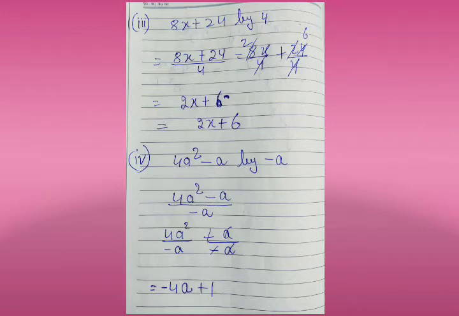Next, 4a square minus a by minus a. So 4a square by minus a, and then minus a by minus a. So 4a square divided by minus a will be equal to minus 4a, because 2 minus 1 is 1. So minus 4a plus 1. Minus a and minus a is cancelled.